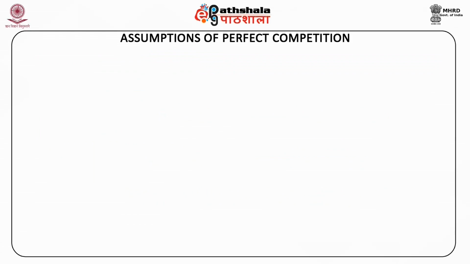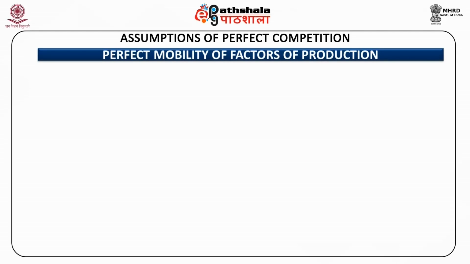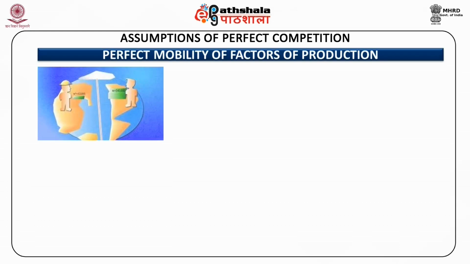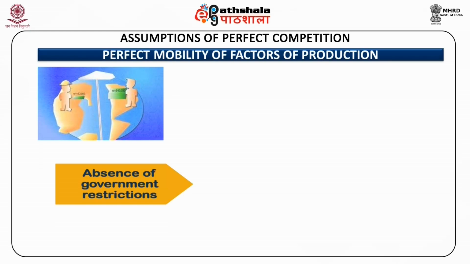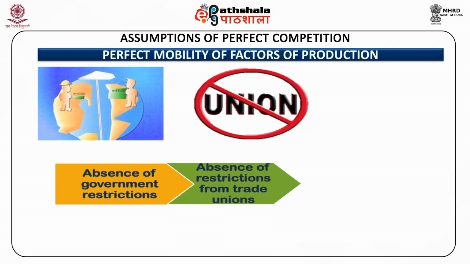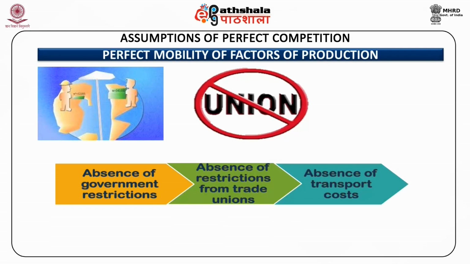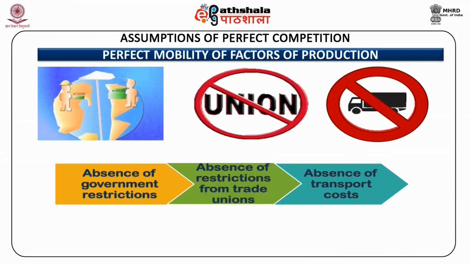Another assumption to be considered is the perfect mobility of factors of production. All factors of production are free to move from one firm to another throughout the market. This implies not only absence of restrictions by the government or producers themselves or by trade unions in this regard, but also absence of transportation costs.